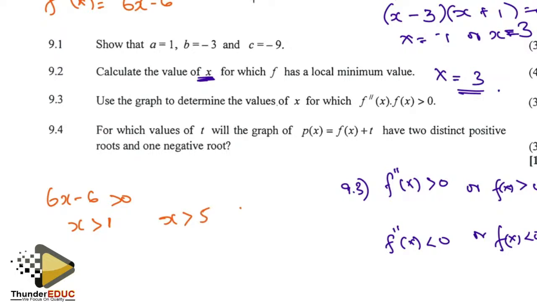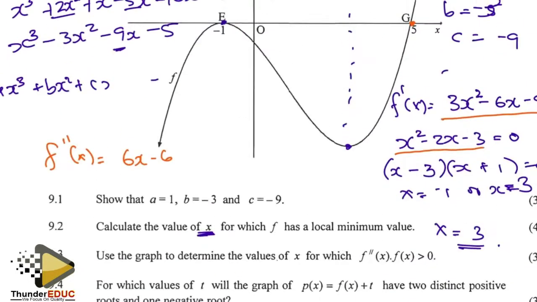And then if it's concave down, x is less than 1. And then where do I find the graph of f to be below 0? To be below 0 is less than this.